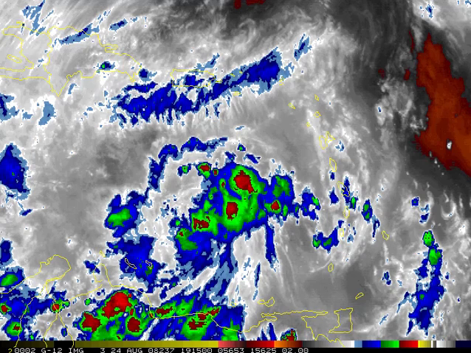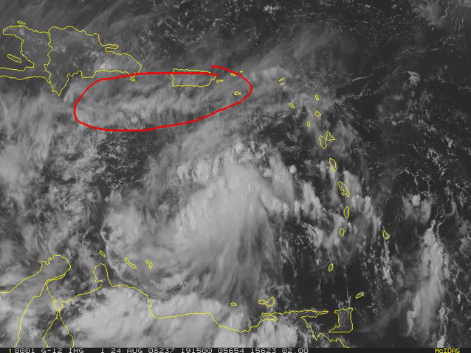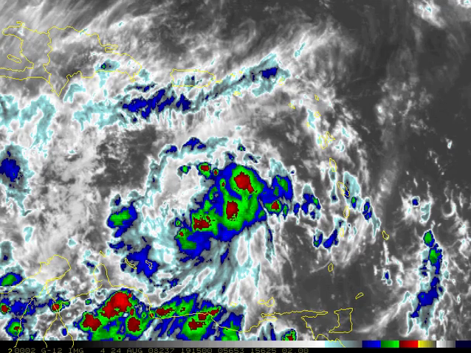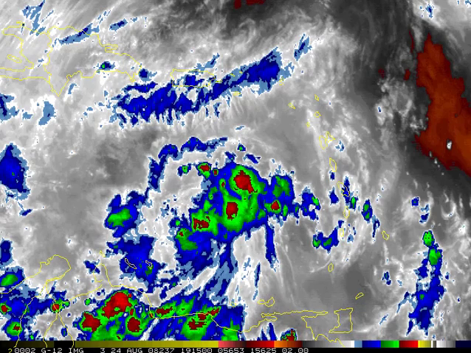Note the east to west oriented cirrus south of Puerto Rico right here. As we go from the visible imagery to the IR imagery to the water vapor imagery, it appears to cover a larger area.